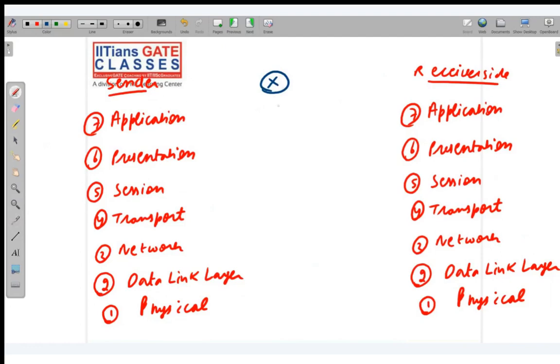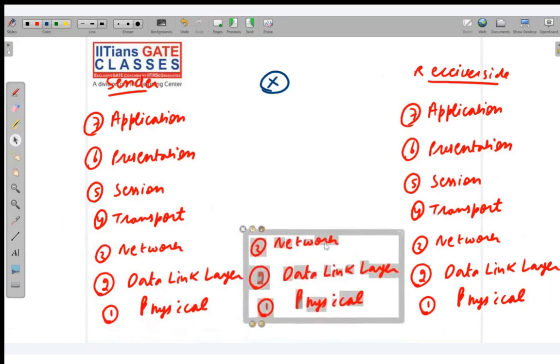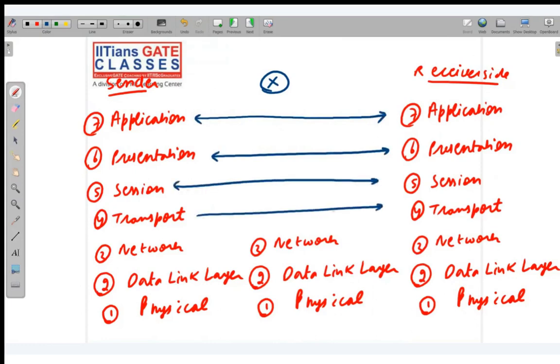Okay, this node will have only 3 layers. Why it is having 3 layers, don't worry, we will come to that also after a few slides. Okay, so the basic thing is sender side application layer will communicate with receiver side application layer. Sender side presentation with receiver side presentation, session, transport. Okay. And network layer of sender will communicate with this node and then this node and so on. So you can think like that also, that a network layer of sender is communicating with network layer of receiver and so on.